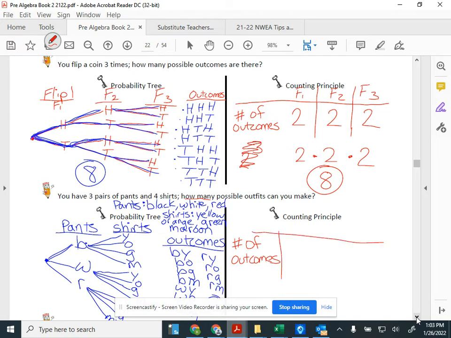How am I going to label the top? What should I put on the top? Andrea? Pants. So I'm going to put pants for my first choice, and then I'm going to put shirts.